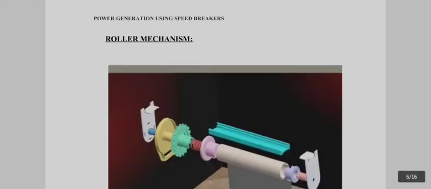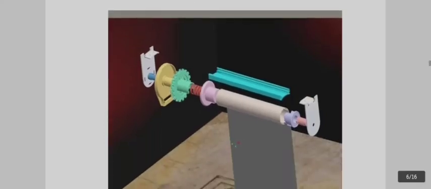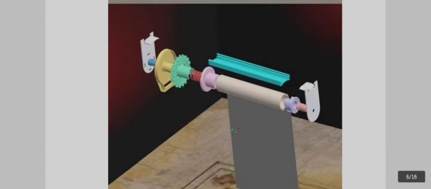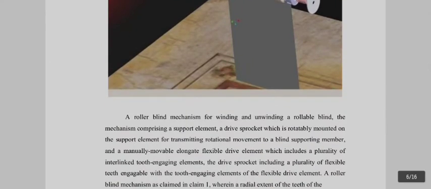Roller mechanism. This is the roller mechanism figure. A roller blind mechanism for winding and unwinding a rollable blind.